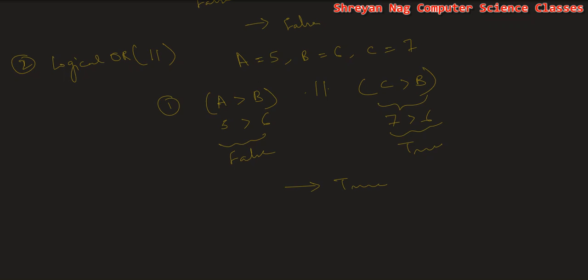So in our logical OR operator, if any one of the conditions becomes true, then only the output will be true. If any one or both, let us look at here.